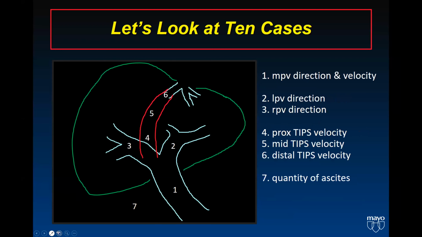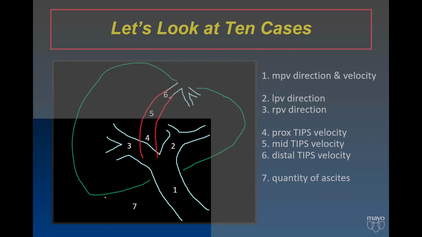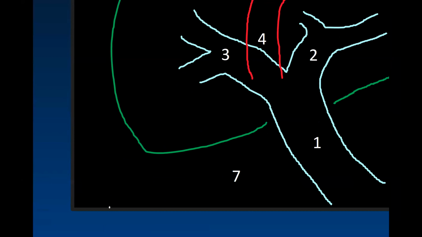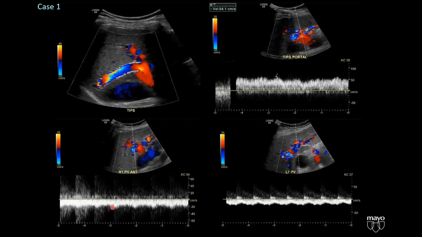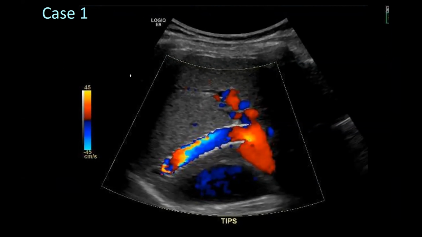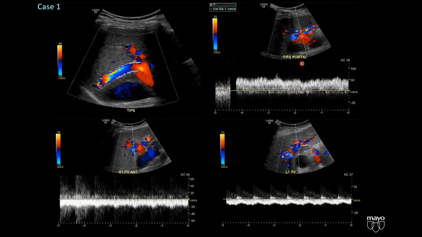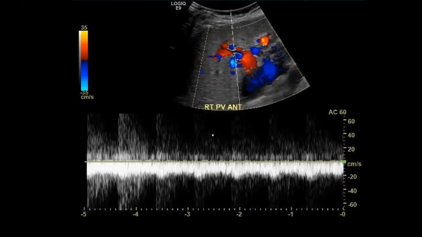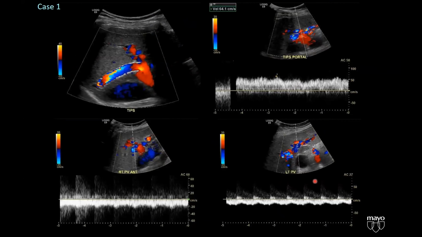Okay, so let's look at 10 cases because I think it's just useful to look at that. Sorry about that. Okay, so first case. And these images are a little small, so I'm going to zoom up on them as we need to. But here we've got the TIPS is patent, as you can see. But the velocity is 64 centimeters per second in the TIPS. It's hepatofugal, meaning we are essentially draining the fluid away. You can see in the right portal vein here, we're going away from the anterior segment of the right portal vein. So that's good. Here in the left portal vein, it is also draining away.